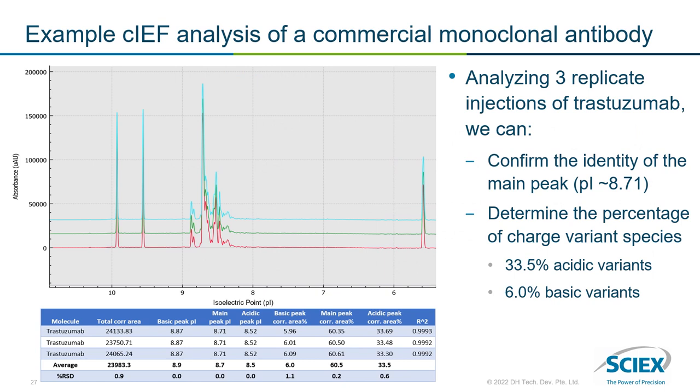Capillary isoelectric focusing is a reliable method and provides in-depth sample information, including identity of the main peak through assignment of pI, as well as consistent characterization of the percent of impurities, both acidic and basic, throughout the sample. These data show three replicate analyses of a commercial monoclonal antibody, trastuzumab, with an identity confirmation by the assigned main peak pI of 8.71, as well as consistent injection-to-injection assignment of 33.5% acidic variance, as well as 6% basic variance, all with RSDs below 1.1%.